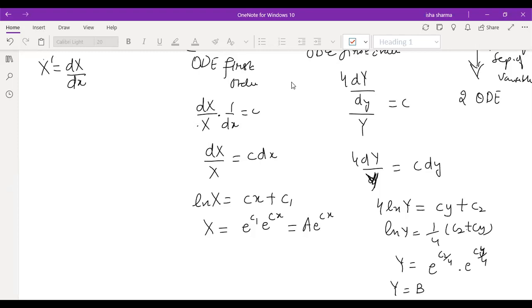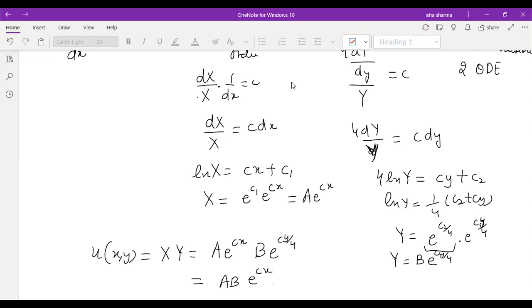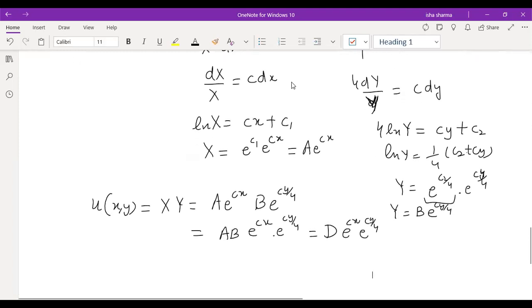So capital Y is, because this is just an arbitrary constant, b times e raised to power c y by 4. So you got capital X, you got capital Y, so you got your solution. You were looking for u, this is X into Y. So X is a e raised to power cx, Y is b e raised to power c y by 4. So a into b e raised to power cx into e raised to power c y by 4. So a into b, you can call it another constant, say d, e raised to power cx e raised to power c y by 4. So this is u x y.